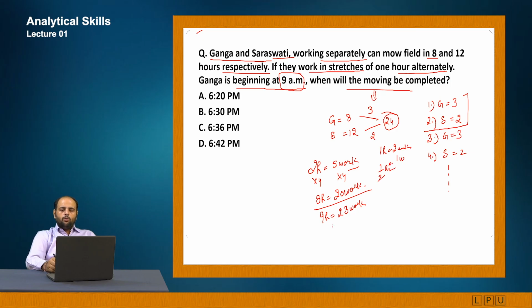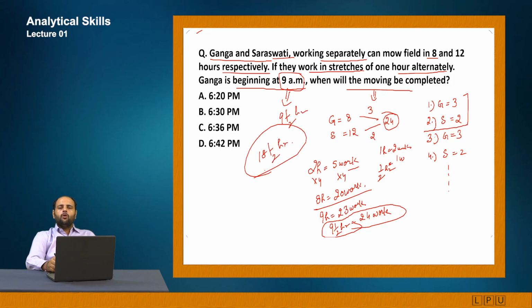So that means, in 9.5 hours, the 24 works will be completed if they work on alternate hours. Okay, as we started at 9 am, from 9 am plus 9.5 hours will be 18.5, and 18.5 hours in the 24-hour clock means 6:30 pm. So this will be the time at which the total work, or the mowing, will be completed. So the answer will be option B. I hope it is clear to all of you.